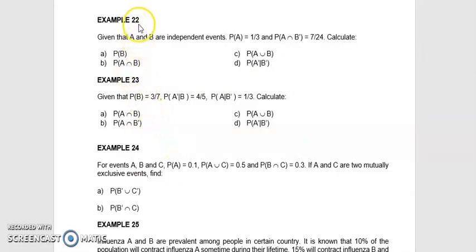Okay, for examples 22, 23, 24 until 25, I want you to try on your own. Later on, I will give you the answer. After this, we will continue with Bayes' theorem and tree diagram.